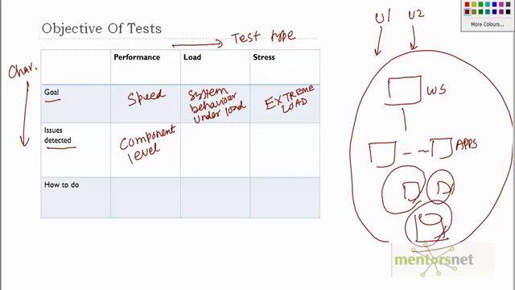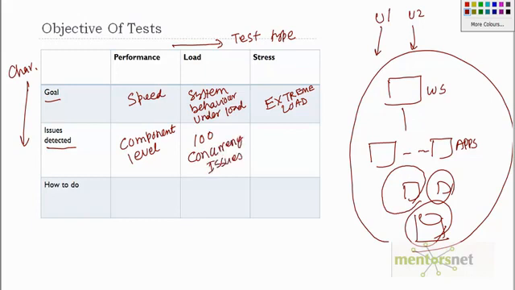And another thing, when we are running the load test, the kind of issue you detect is what happens if 100 users use this system, whether it can handle them or not. This is called concurrency issues.